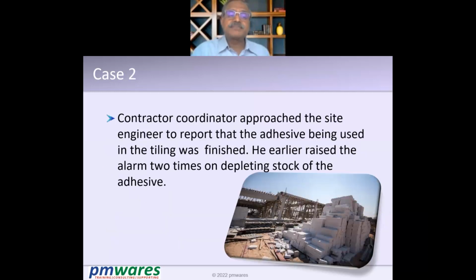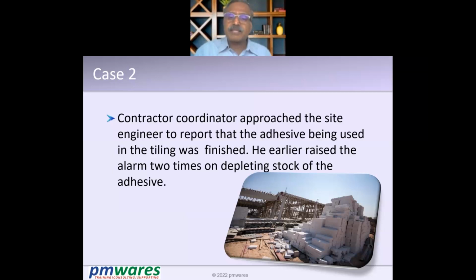Look at the second case. The contractors are the people who are working exactly. Normally the builders or the real sponsors are not working; they contract out, and the contract labor is working. The contractor is laying the tiles, and he says that the adhesive is depleting. The company is in the process of buying it, but by the time it buys it, it is already finished.